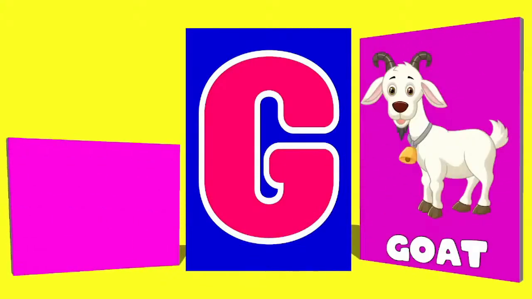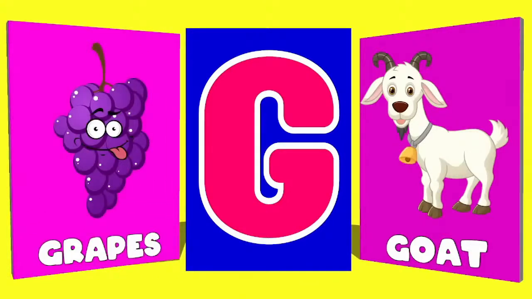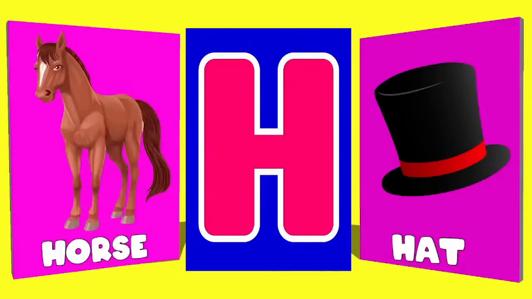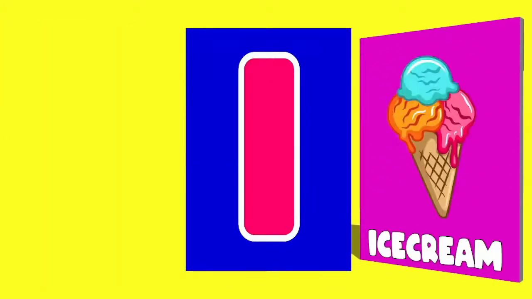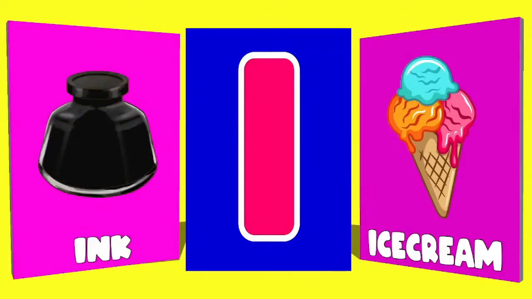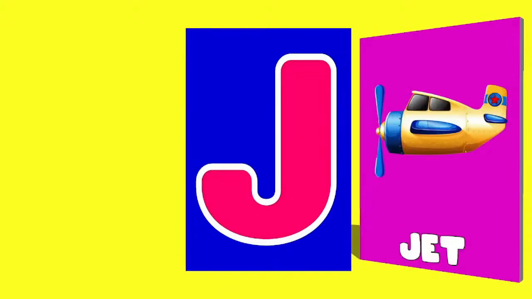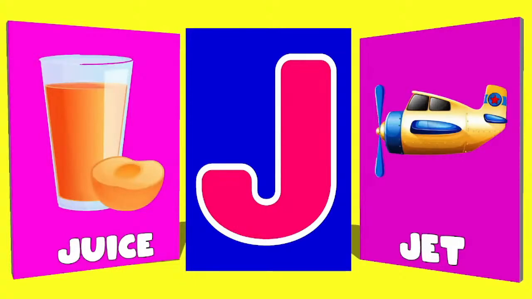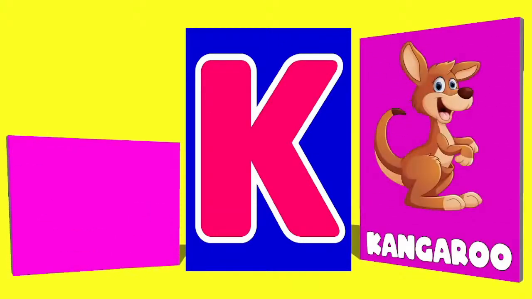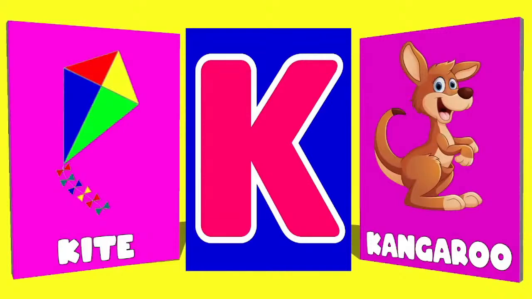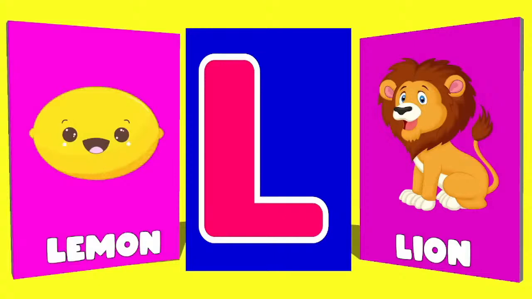G for goat. G for grapes. H for hat. H for horse. I for ice cream. I for ink. J for jet. J for juice. K for kangaroo. K for kite. L for lion. L for lemon.